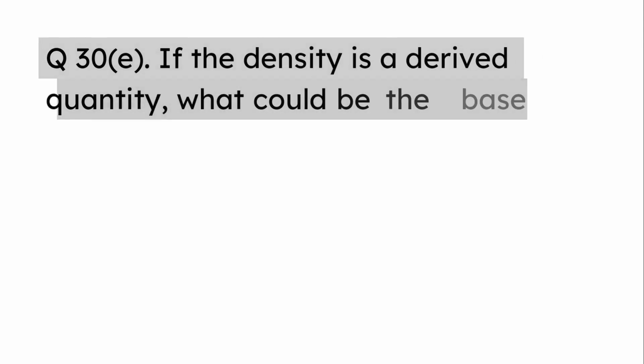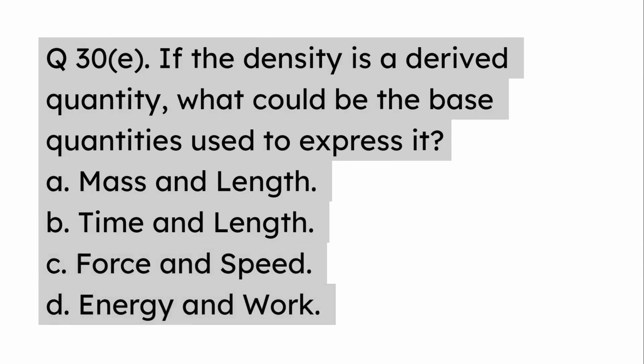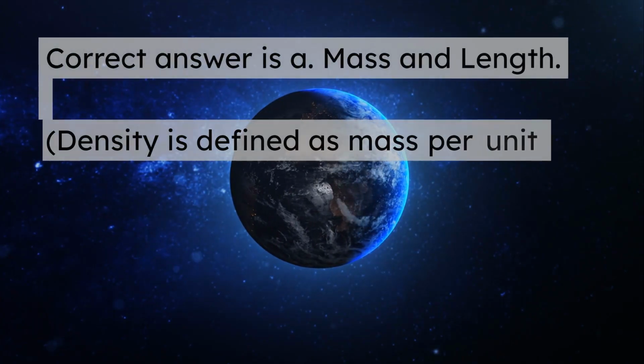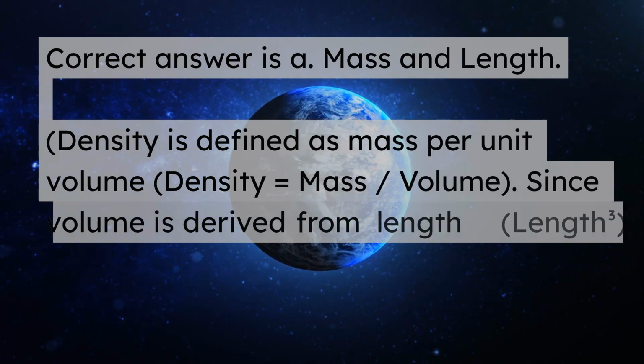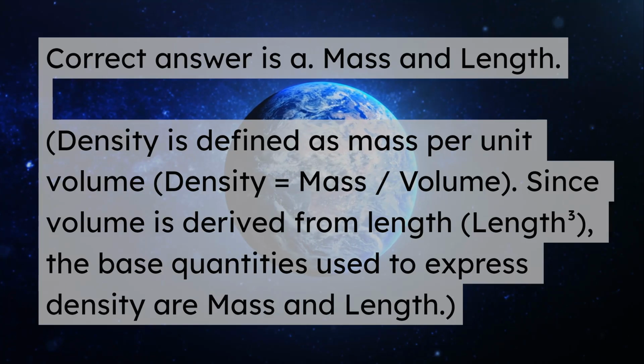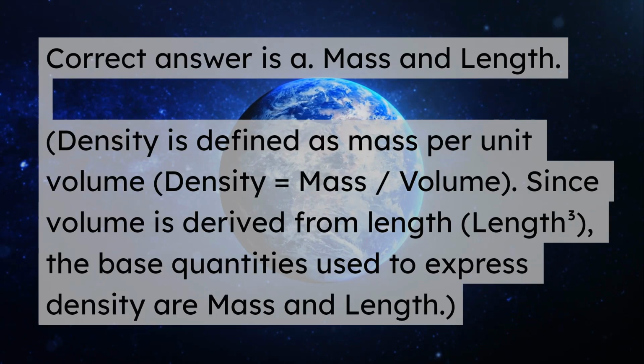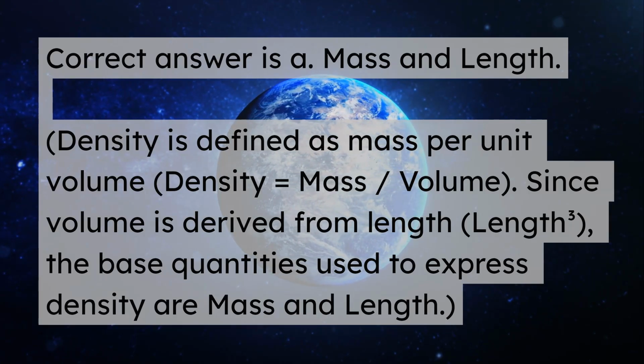Q30. A. If the density is a derived quantity, what could be the base quantities used to express it? A. Mass and length. B. Time and length. C. Force and speed. D. Energy and work. Correct answer is A. Mass and length. Density is defined as mass per unit volume. Density equals mass divided by volume. Since volume is derived from length, length cubed, the base quantities used to express density are mass and length.